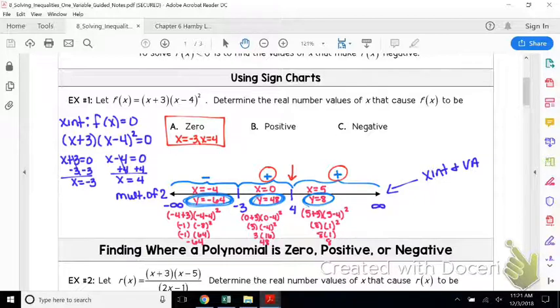Where is it positive? Well, look here. Where does it show it was positive? From negative 3 to 4, and then from 4 to infinity. So negative 3 to 4, and 4 to infinity.